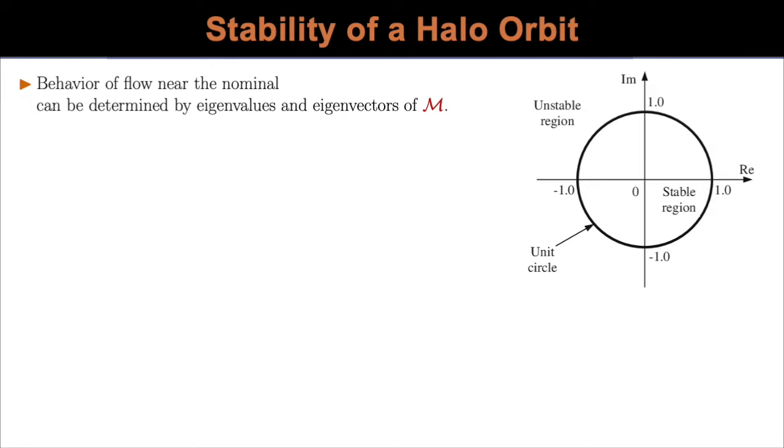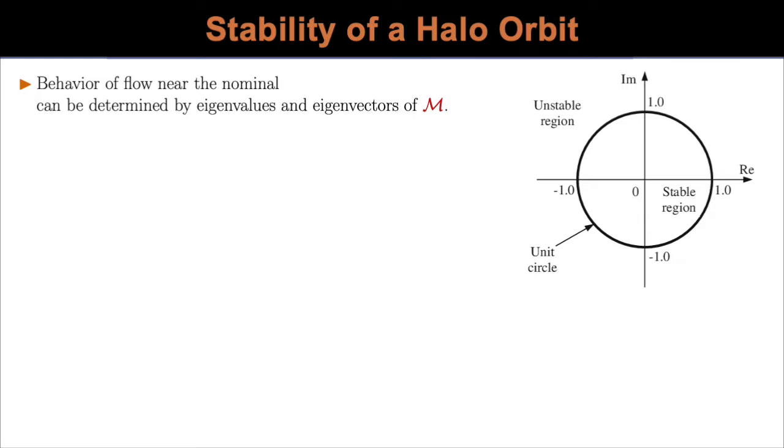Well, the eigenspectrum will be put on this complex plane. So we've got real and imaginary, and I'm showing the unit circle. If there's an eigenvalue inside the unit circle, that corresponds to stable dynamics, so there's a corresponding eigenvector or direction with stable dynamics. If it's outside, that means it's unstable, and if it's on the unit circle, that means it's leading to dynamics that aren't exponentially growing or shrinking. It's just hanging around. So those would be, I guess, bound orbits near the halo orbit, which are then called quasi-halo orbits.